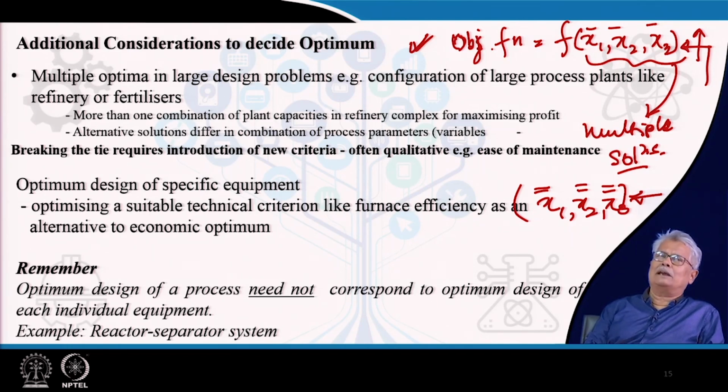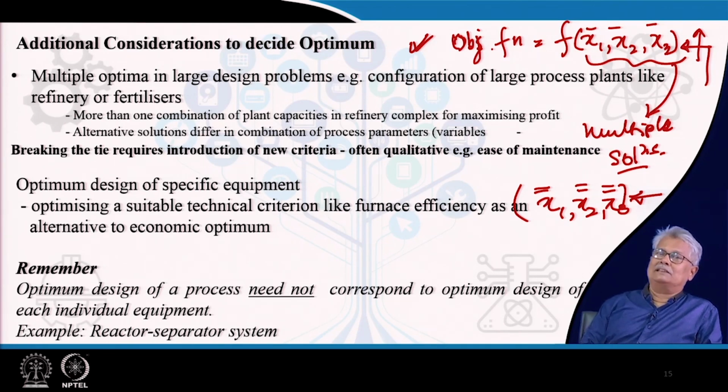We definitely have to look at the other case of optimum design of specific equipment. This I have already said, that is, efficiency of the furnace could be a parameter which could be an alternative to the economic optimum. And the lesson of what we have said so far in the last few minutes is, we have to remember that the optimum design of a process did not correspond to the optimum design of each individual equipment. I'll give you an example of this as well.